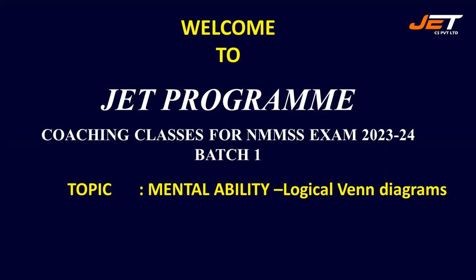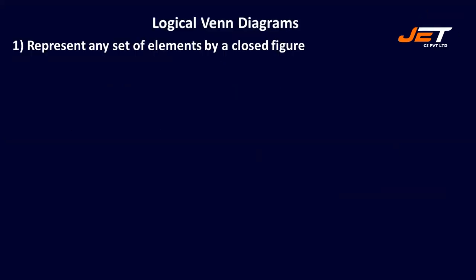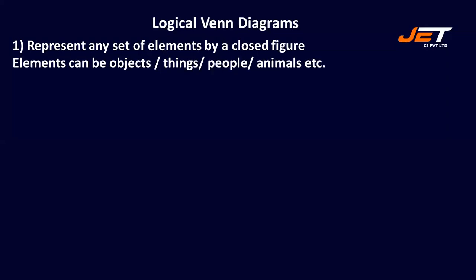Today we are going to discuss mental ability: logical Venn diagrams. So what are logical Venn diagrams? It is nothing but a representation of any set of elements by a closed figure. Elements can be objects, things, people, animals, etc.